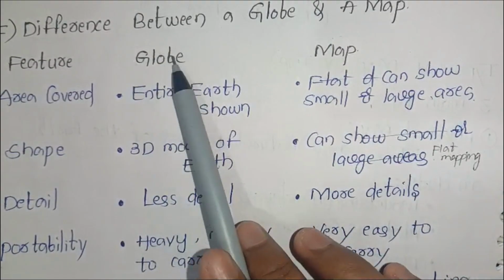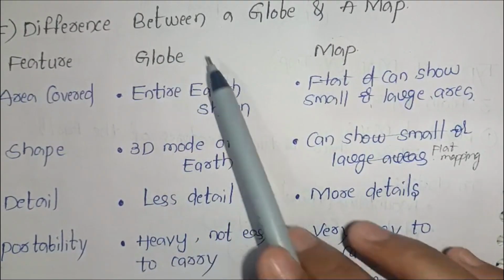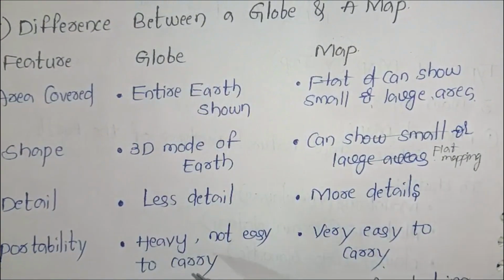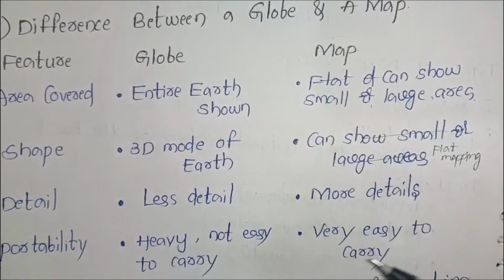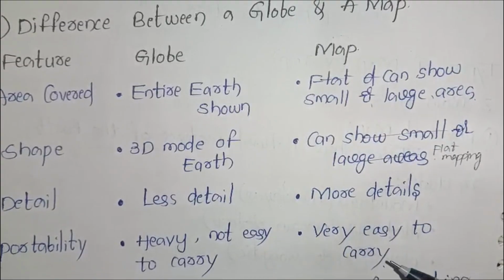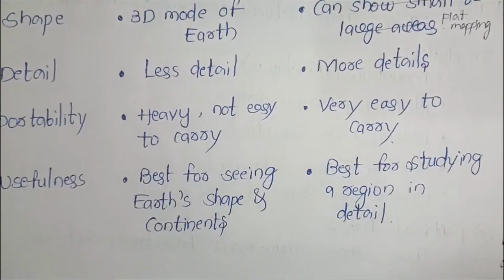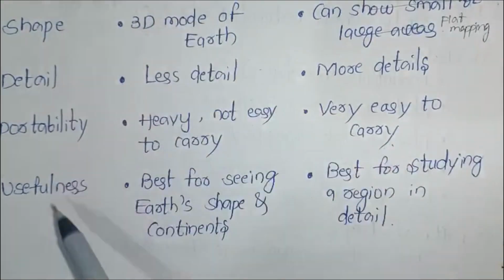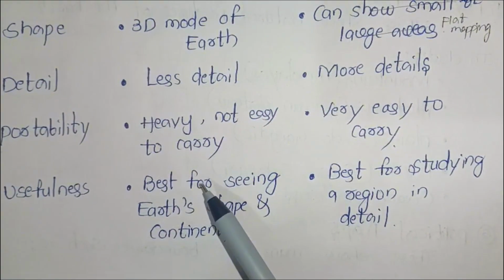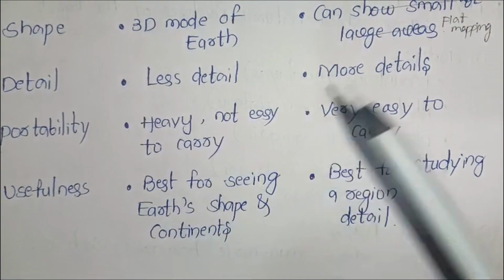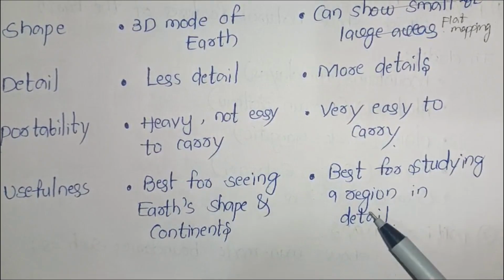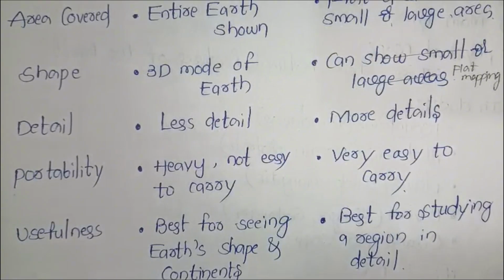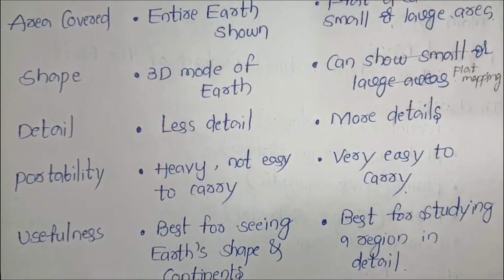The globe is heavy and not easy to carry. The map is very easy to carry. We can keep it in a pocket and go. The usefulness of the globe is that it is best for seeing the Earth's shape and continents. The map is useful for studying a specific area or region in detail. I hope you understood. Keep one thing in mind here.